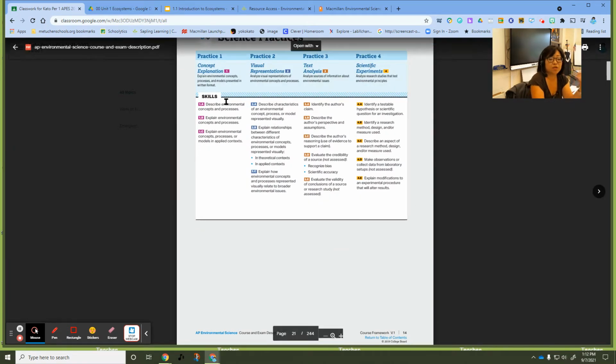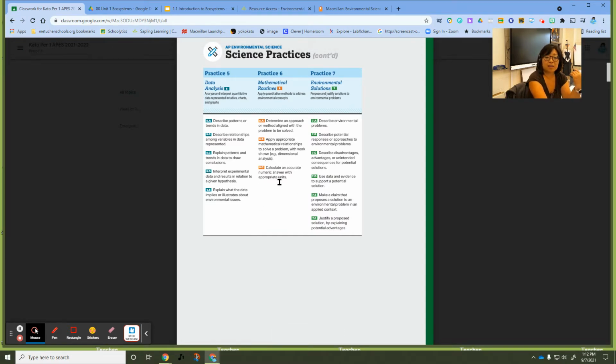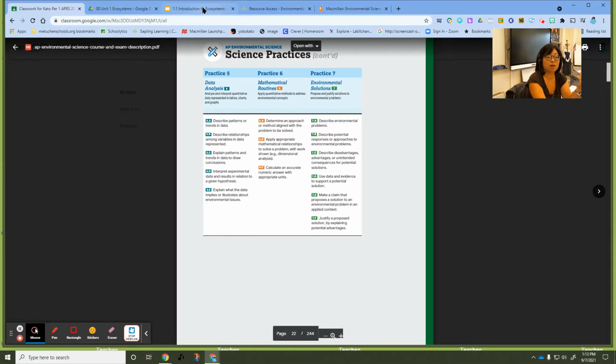These are things like explaining concepts, using visuals, using data, doing calculations, all that kind of thing, coming up with solutions. And these are the things that they want you to be able to do, and these are the things they're going to be testing you on in the AP exam, using the topics that we're going to be covering.